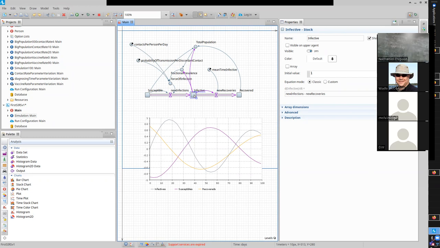Yes. Probability of transmission given a contact, right? So if everyone's wearing masks, it'll lower beta.